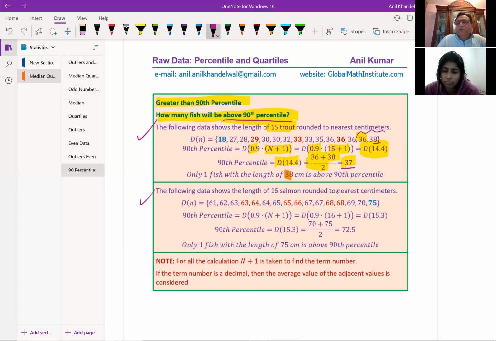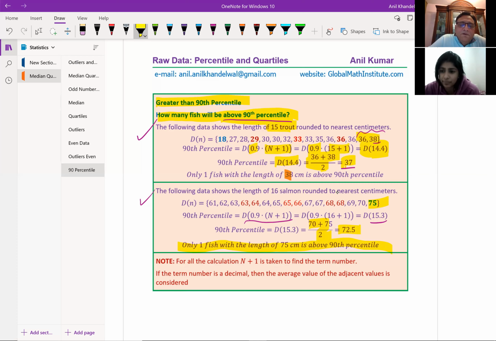Okay, now that was our first example. We are doing the same thing for the second example. Multiplying the 90th percentile by n plus 1 gives us 15.3. 15.3 means you're looking at the average value of the 15th and 16th elements. When you do the average, you get 72.5. There's only one number, 75, which is above this number. Therefore, only one fish with a length of 75 centimeters is above the 90th percentile. Is that clear to you?